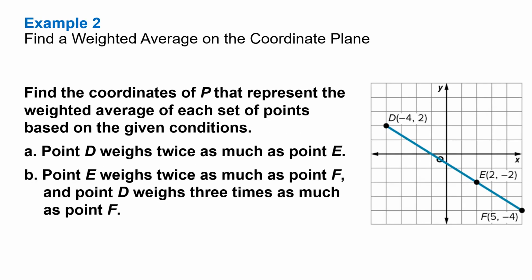Find the coordinates of P that represent the weighted average of each set of points based on the given conditions. Point D weighs twice as much as E. Point E weighs twice as much as point F, and point D weighs 3 times as much as point F.